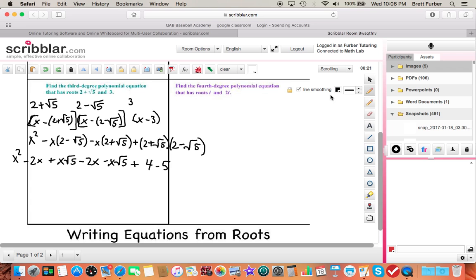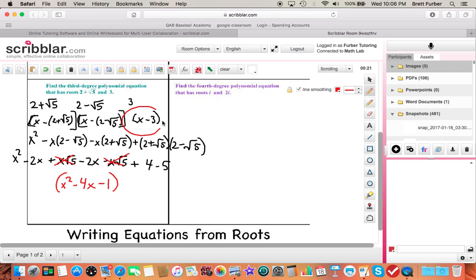Now you should be able to see that x times the square root of 5 and negative x times the square root of 5 cancel. So I'm left with x squared. And then I have, let me move that over, negative 2x and negative 2x, which is negative 4x. And then 4 minus 5 is negative 1. So this is the equation that these two roots would give you.